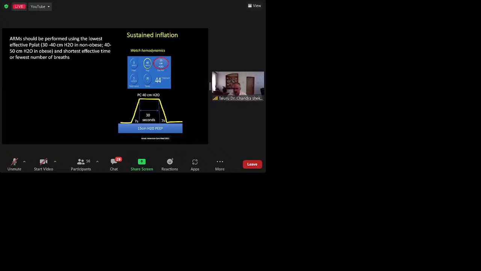Most of the ventilators, modern anesthesia workstations, have a button called recruitment maneuver. You can just press the recruitment maneuver. This is what happens. And after 44 seconds, it comes back to the original tidal volume settings. The only thing you have to do is, if your PEEP setting is, say, 10 centimeters, add 2 centimeters there, because the lung is not going to stay open for a long time without increasing the PEEP.